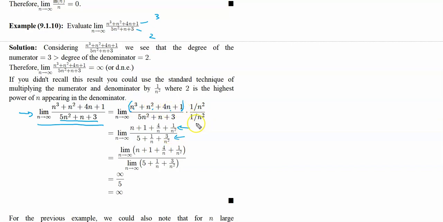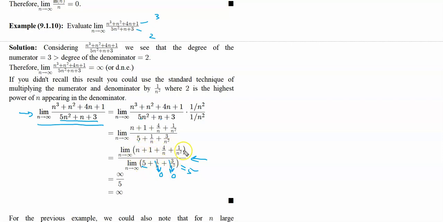And then when you multiply 1 over n squared against each of these terms, you get 5 plus 1 over n plus 3 over n squared. And then by the previous theorem, we can move the limit into both the numerator and denominator right here. And now you see the limit of the denominator is going to be 5, right? Because as n gets really, really large, the 1 over n is going to 0. And the 3 over n squared is going to 0. So you're left with the 5.